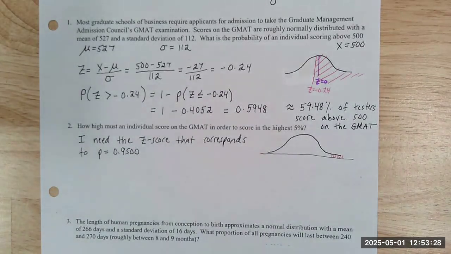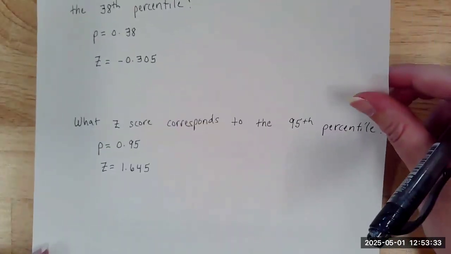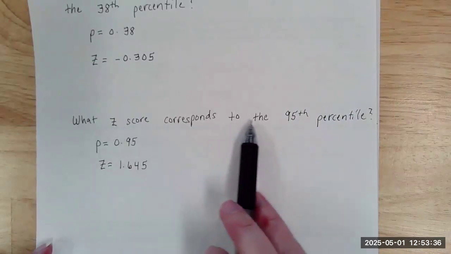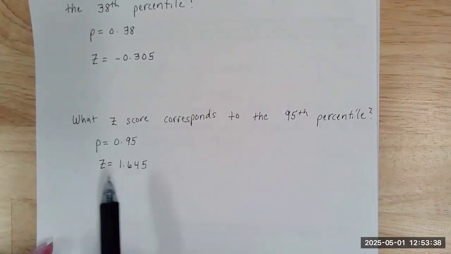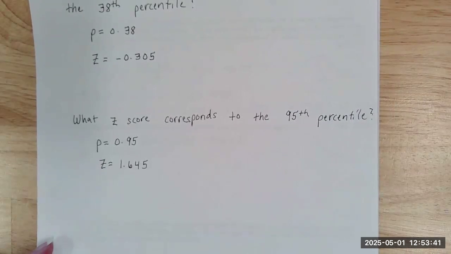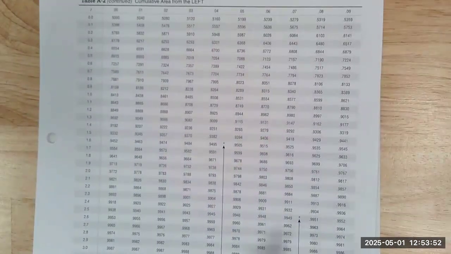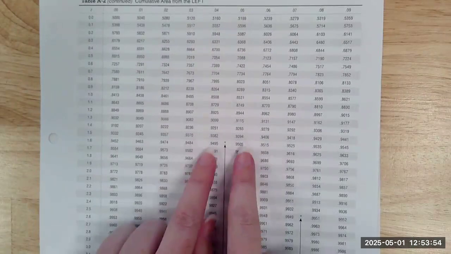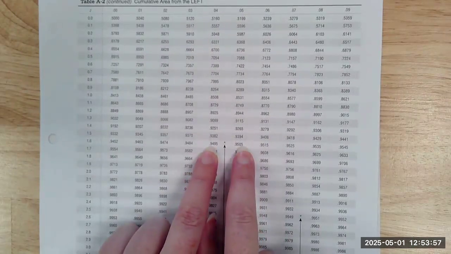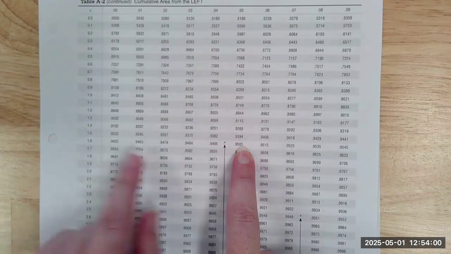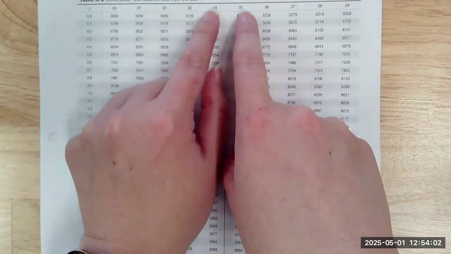Now, you already did this if you wrote down the stuff that I had you guys do before. You told me the z-score that corresponds to the 95th percentile is z is equal to 1.645. We did this one already. But how do we do that? Again, we were looking in the middle of the page for 0.95, and we found 0.95 was in between these ones. So we came across and we had the 1.6, and then we went up and it was between the 0.04 and the 0.05. So it was 1.645.